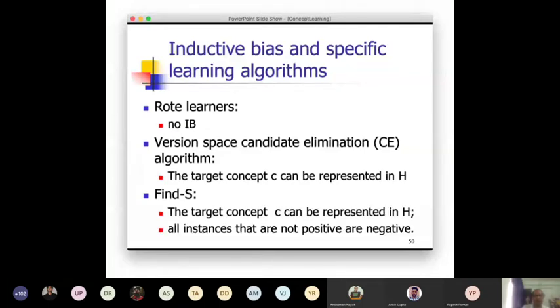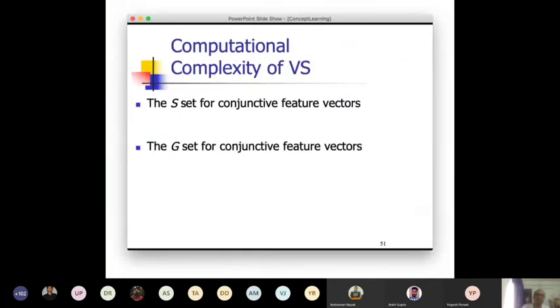In the find-S algorithm, it is a little more. Not only the target concept, but you also assume all instances that are not positive are negative. Now, as I mentioned, there is a limitation. You cannot check this consistency, whether it has been maintained or not. You are not really going to check within the find-S algorithm, because it is not really looking at negative examples. So that is its limitation.